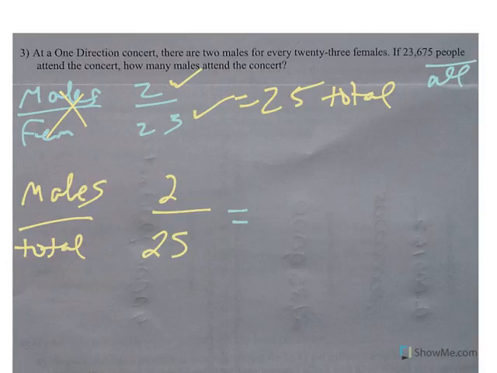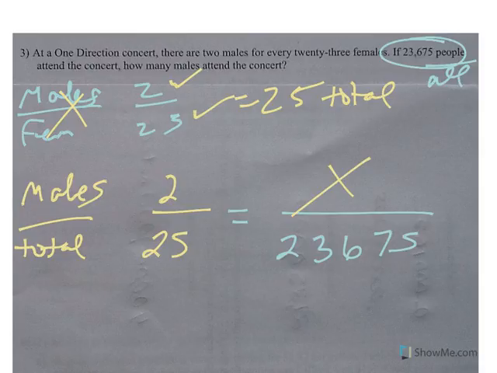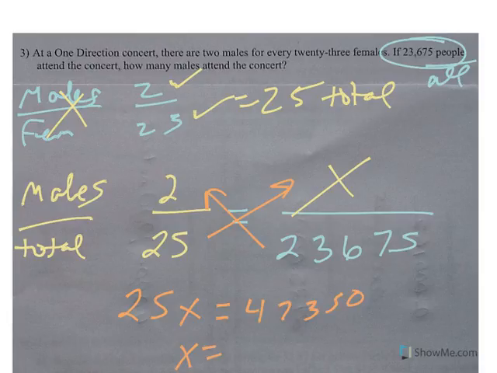So now I can say, okay, this is how many people total. So that goes on the bottom, 23,675. How many males do I have? So I can cross multiply. 25x equals 47,350. Divide both sides by 25, and there are 1,894 males.